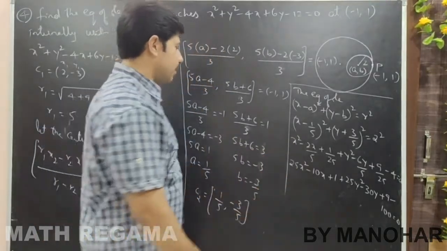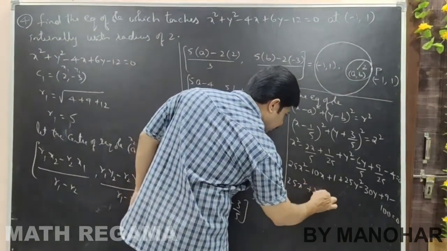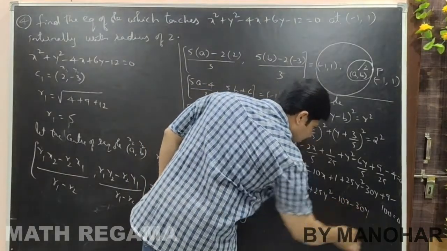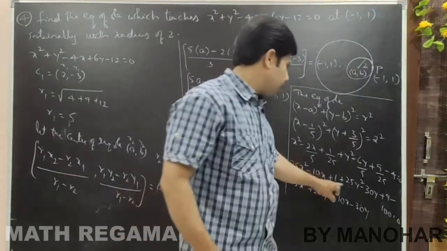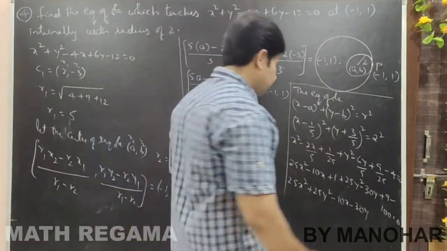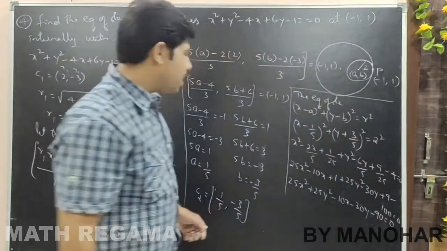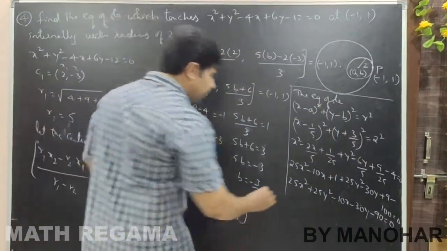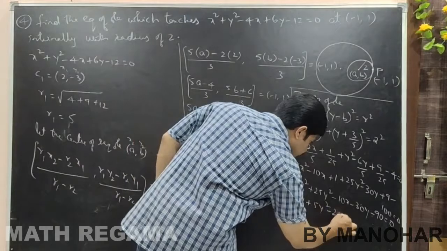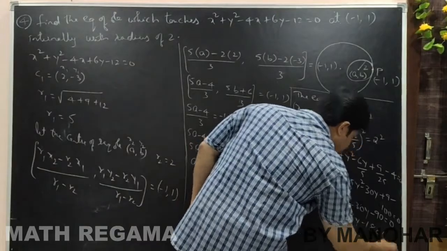Now we rewrite this in order. First is 25x square, then 25y square, then minus 10x, plus 30y, then the constants. 1 plus 9 is 10. 10 minus 100 is minus 90, is equal to 0. So clearly we can take 5 common. So what we get is 5x square plus 5y square minus 2x plus 6y minus 18 is equal to 0.